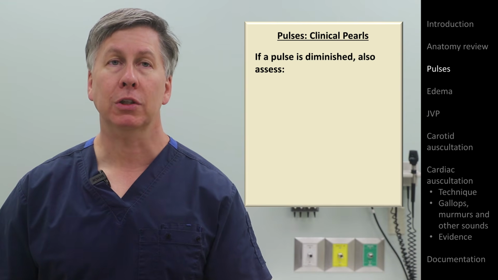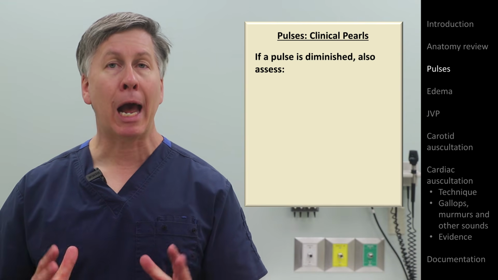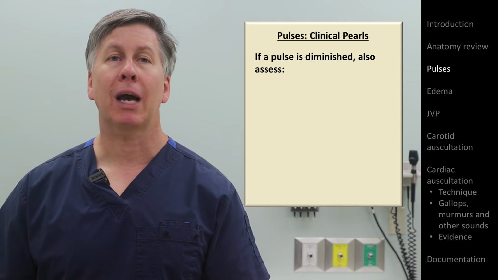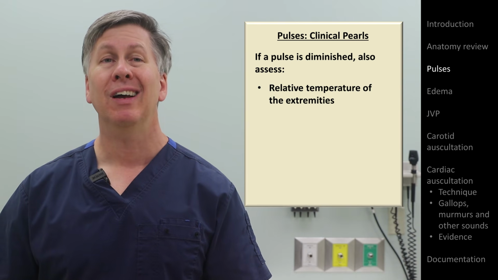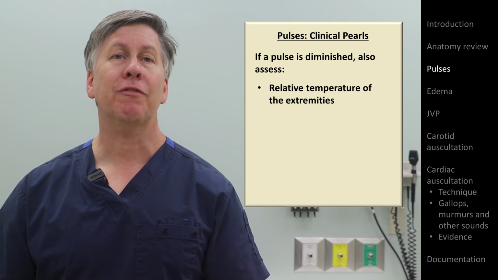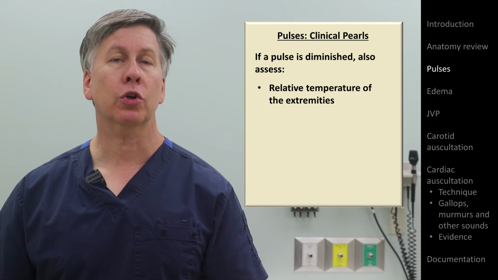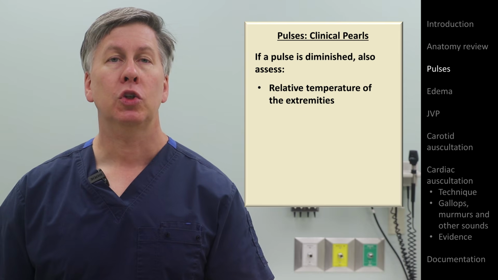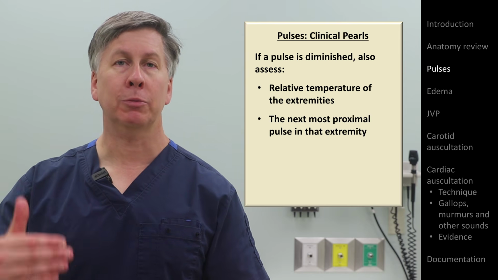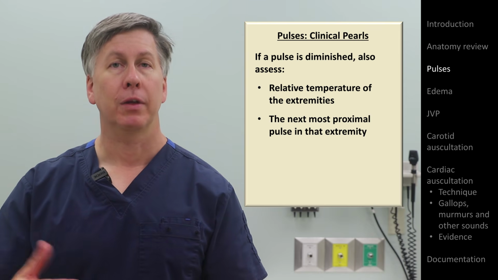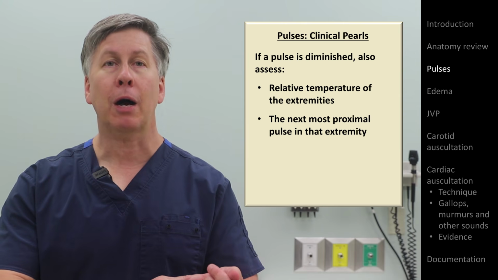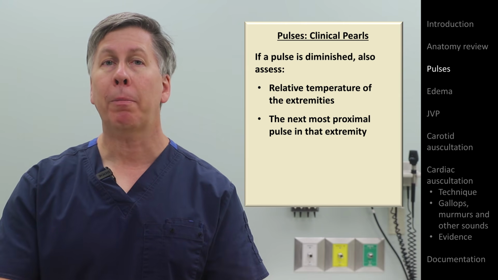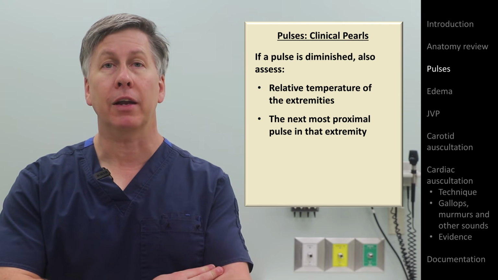A diminished pulse, and in particular an absent one, should prompt the examiner to assess the relative temperature of the extremities to see if the one without a pulse is cooler than the other side. It should also prompt the examiner to assess the next most proximal pulse in that extremity. So for example, if the radial pulse is not palpable, you would next attempt to palpate the brachial pulse on that side.